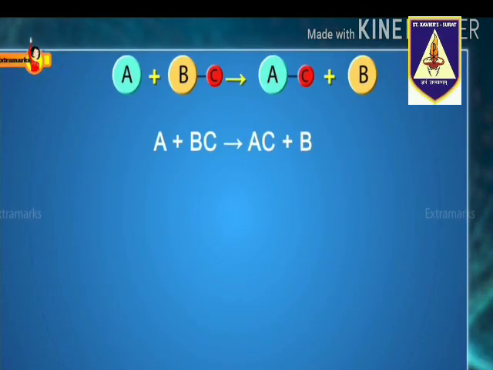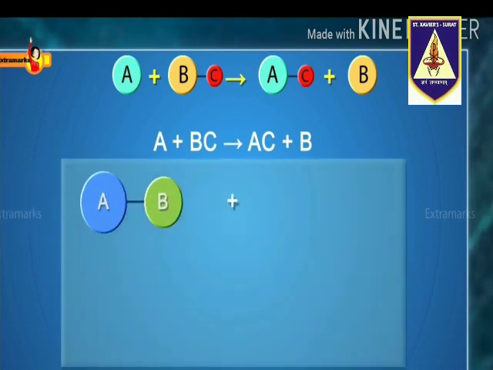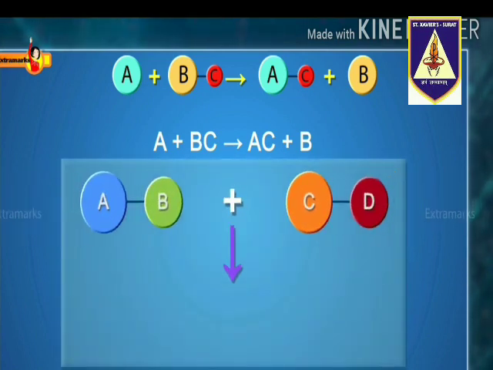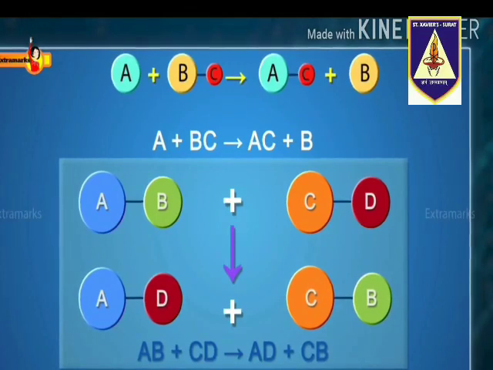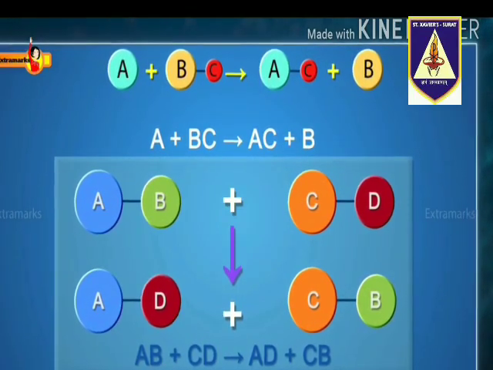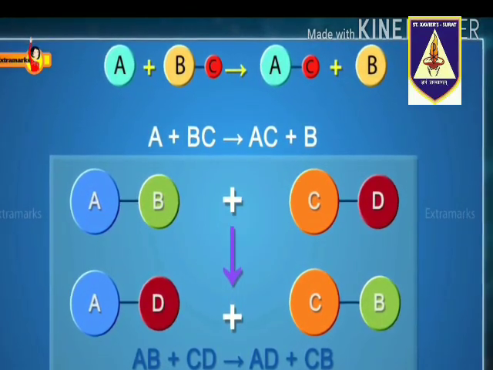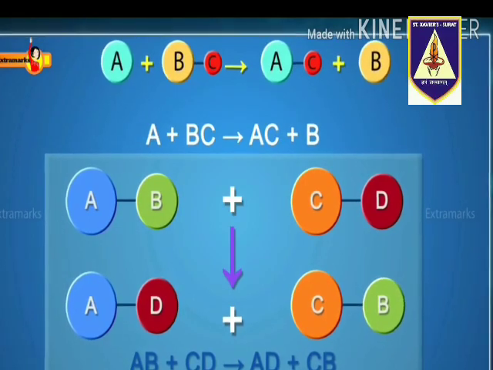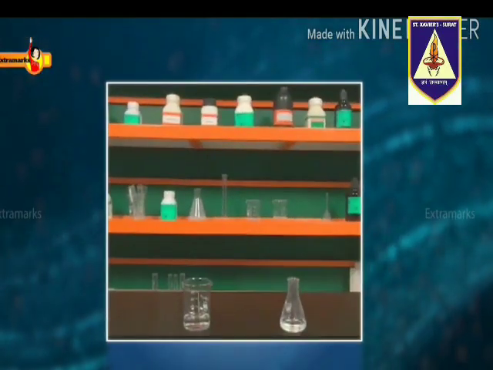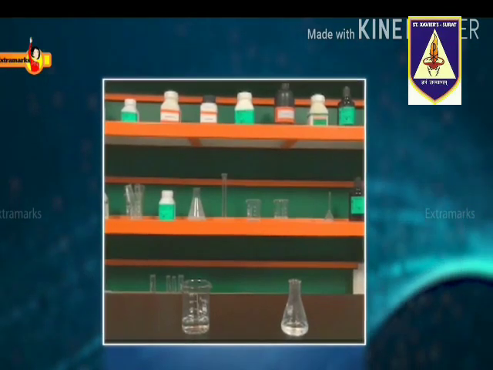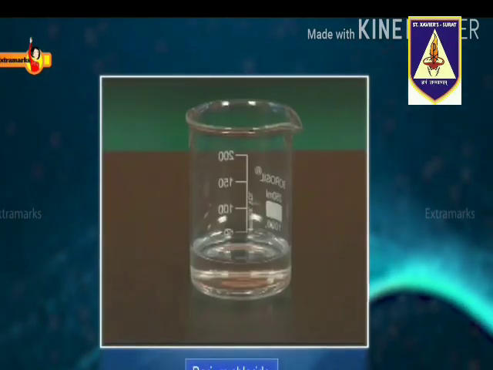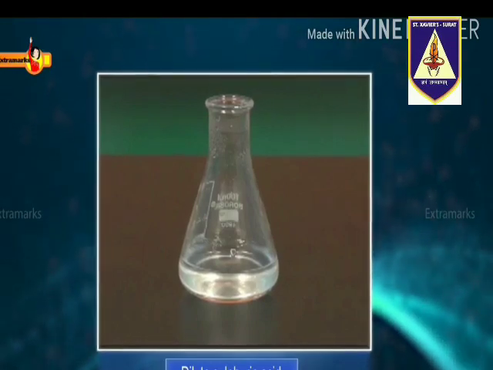So far we have seen that a metal has displaced another metal from its compound. Can there be a reaction in which two metals or ions displace each other from their compounds? Yes, these types of reactions are called double displacement reactions. Let's study about double displacement reactions. Let us understand it with the help of an activity. For this activity, we need test tubes, barium chloride solution and dilute sulfuric acid.